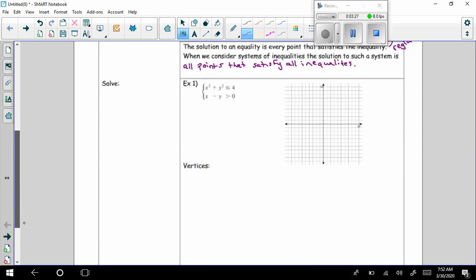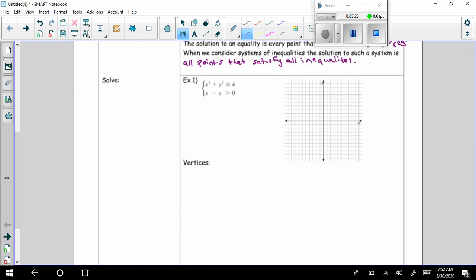All right, so here's our first example. We have x squared plus y squared is less than or equal to 4. This, remember, is a circle. So this is about recognizing your parent functions. The center of that circle is 0, 0, and the radius is 2. Remember, the circle equation is (x minus h) squared plus (y minus k) squared equals r squared.